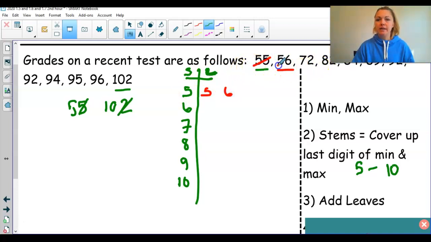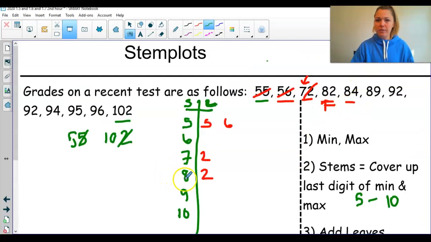Okay, done and done. My next number I see is 72. So I already have the stem of 7. I just need to add the leaf of 2. Done. Now 82 is my next one. I have the stem of 8. Now I just need the leaf of 2. So 82. My next one's 84. So the stem is 8. That's already there. Then 4. So this number here represents 84.